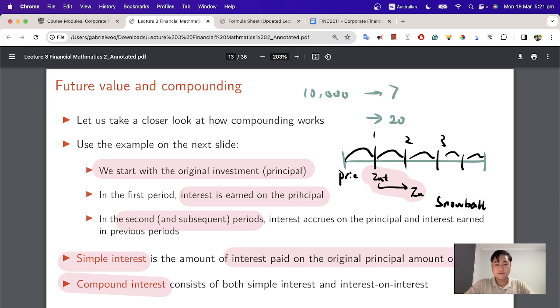We start with an original investment, which is the principal. In the first period, interest is earned on the principal. In the second and subsequent periods, interest accrues on the principal and interest earned in the previous period. So simple interest disregards compounding. However, compound interest includes both simple interest and interest on interest.